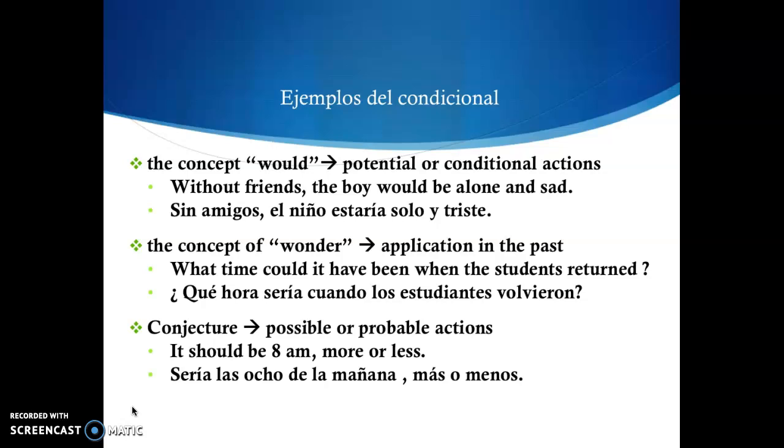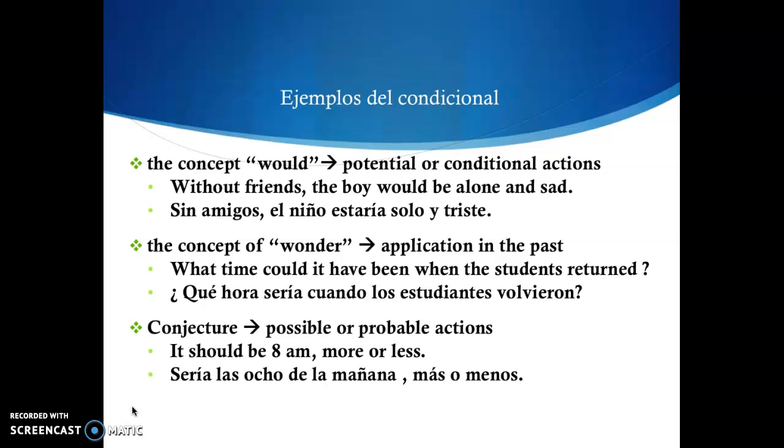Our next one is the concept of wonder, an application in the past. So what time could it have been when the students returned? ¿Qué hora sería cuando los estudiantes volvieron? And lastly, our other one is conjecture, so the possible or probable actions. It should be 8 a.m., more or less. Sería las 8 de la mañana, más o menos.